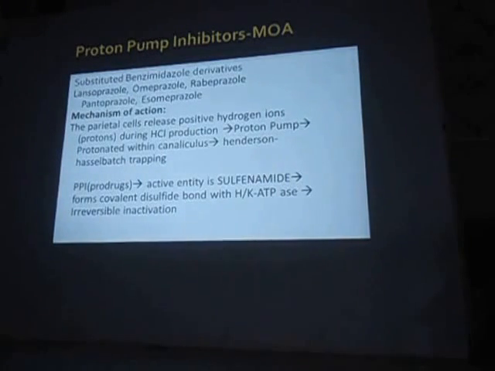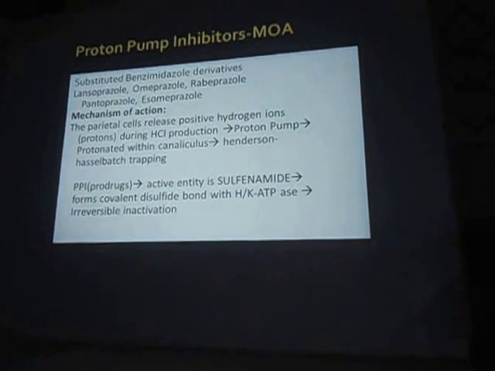So once this is absorbed into the parietal cells, which have the acidic pH, okay, under this acidic pH, what will happen? The drug gets protonated. The parietal cells release the positive hydrogen ions during the HCl production, and this protonated PPI gets accumulated more and more in the parietal cells. There is something called ion trapping. Under the influence of the acidic environment inside the parietal cells, the drugs can get trapped. Once this is trapped, the action of this PPI takes place.